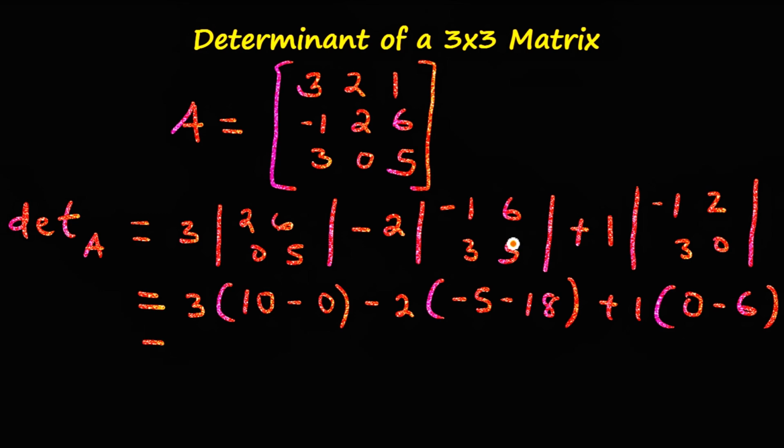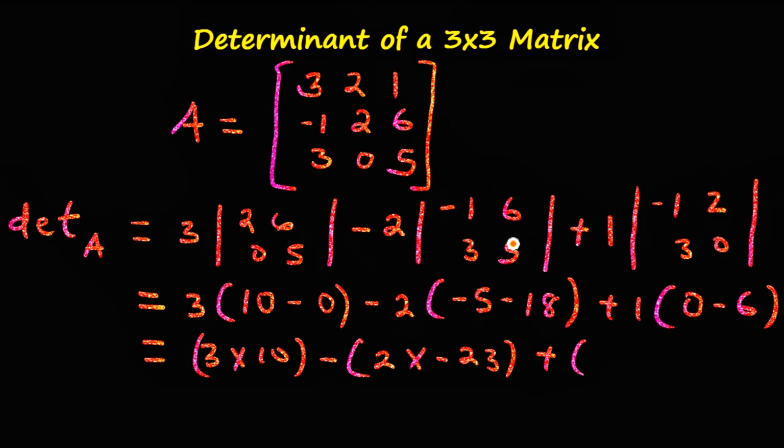So it means for the first instance, we have 3 times 10. Then in the second instance, we have minus 2 by this sum inside here. This sum is negative 23. So we have 2 by negative 23. Then here we have plus 1 times negative 6.